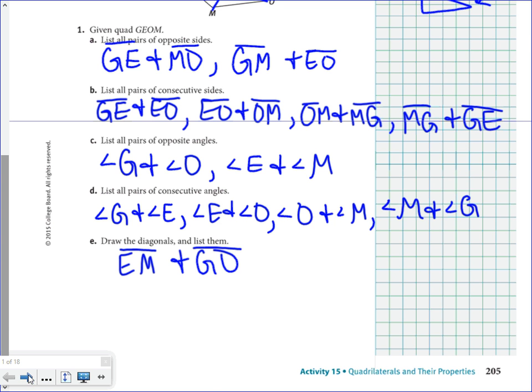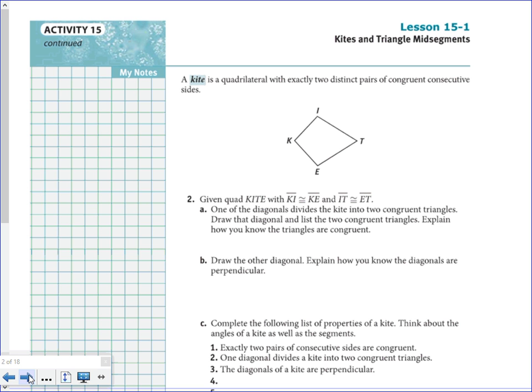So now we're going to look at a kite. A kite is a quadrilateral with exactly 2 distinct pairs of congruent consecutive sides. So this is important that you understand. If a quadrilateral is a kite, it has four sides that can be grouped exactly with two distinct pairs. So that's two different pairs of congruent consecutive sides.